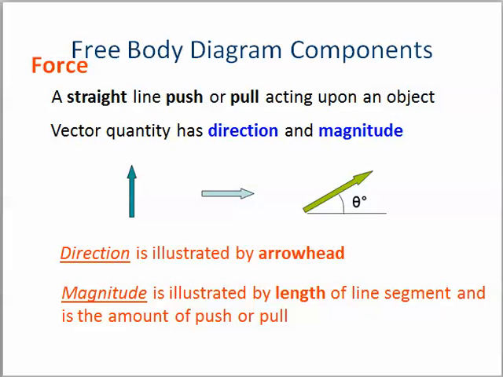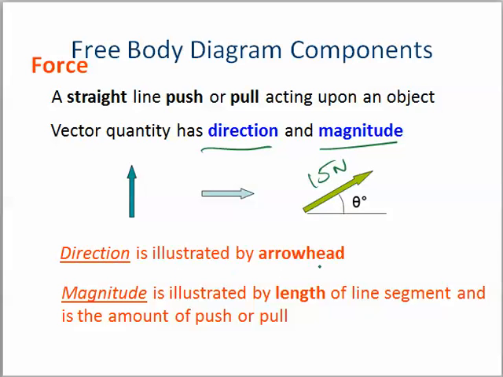Free body diagram components. A force is a straight line push or pull acting upon an object. It is a vector quantity, which has direction and magnitude, and we introduced this yesterday. In this, we have the direction, and what we haven't got here is a magnitude. If I were to just put something like 15 newtons there, now we've got a magnitude, and this could be theta, which is giving us the direction.